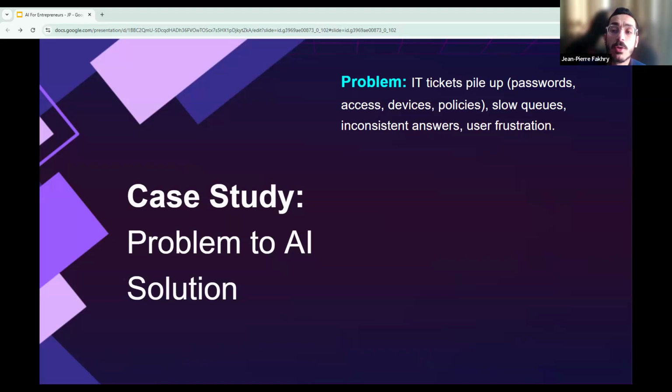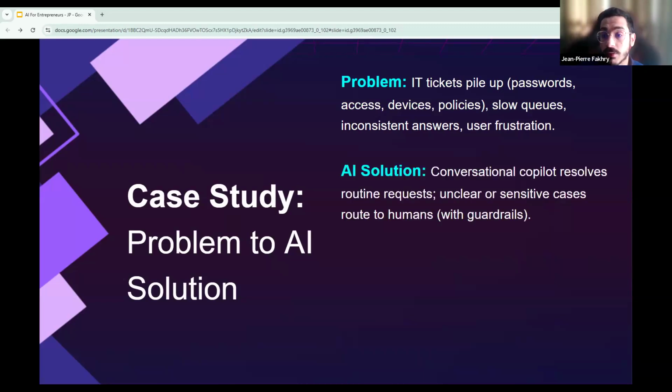Employees open support tickets for routine tasks, and those tickets sit in queues for hours or days, and you get inconsistent answers from different angles, which creates frustration. For a large company with thousands of employees, this is easily millions of dollars per year in lost productivity. So what is the AI solution for this?